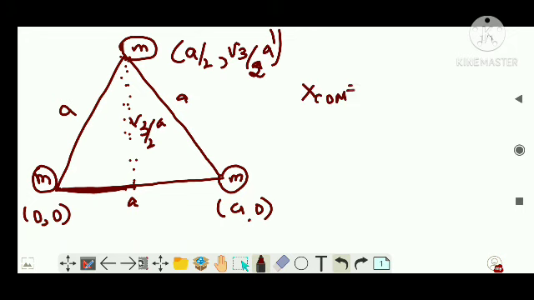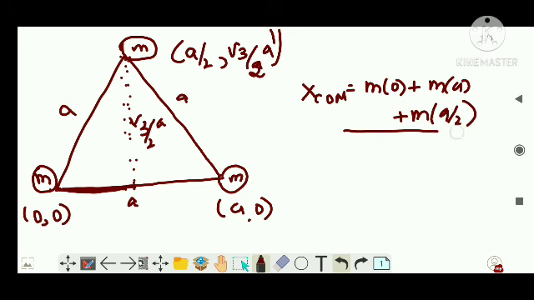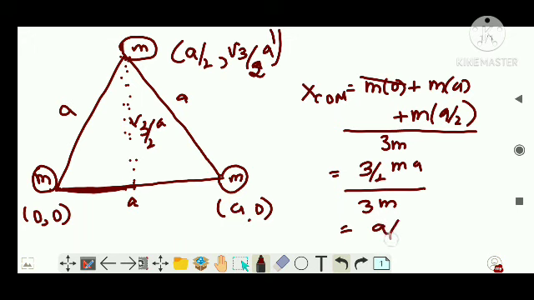The center of mass x coordinate is m1 x1, m into 0, plus m into a plus m into a by 2, whole divided by 3m, the sum of the masses. This goes off, it is 3 by 2 ma divided by 3m. You will get the answer as a by 2, right? So the center of mass, this one I'm going to rub off, has x coordinate a by 2. So what is a by 2? This here, right? This is a by 2, right?